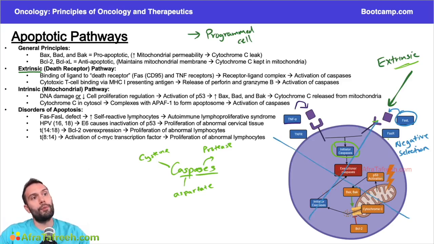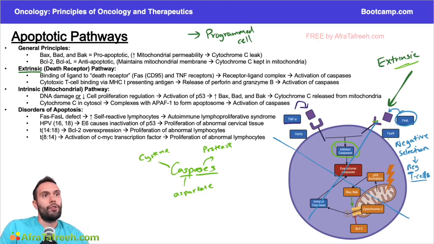Now, there are a couple of exceptions to this, right? The exceptions that we talked about in the immunology section were these regulatory T cells, the Tregs. But in general, this is the process that typically happens. So we end up making this association with Fas and negative selection.